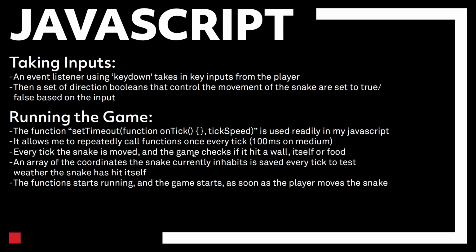So every tick, the snake is moved, and I check if the snake hit a wall, itself, or any food. And I track if the snake hit itself by keeping an array of the snake's current coordinates, and if the snake's head coordinates are equal to any coordinates in that array, I know the snake hit itself, and I end the game. And this repeatedly running function starts running as soon as the player hits any arrow keys.